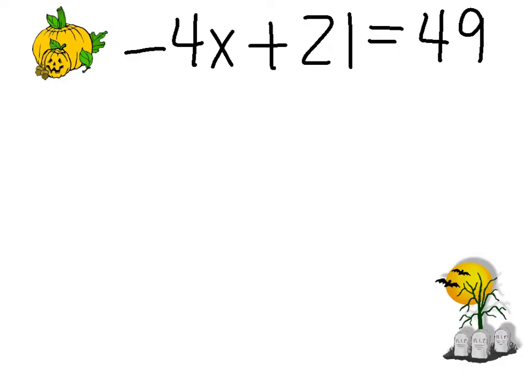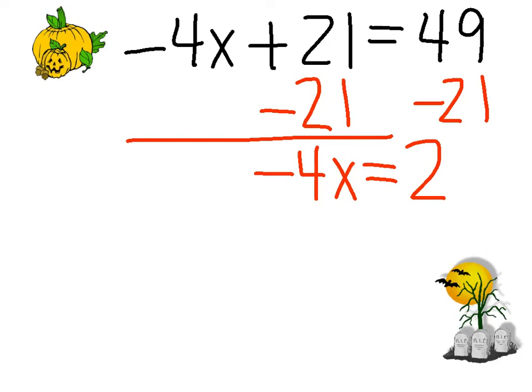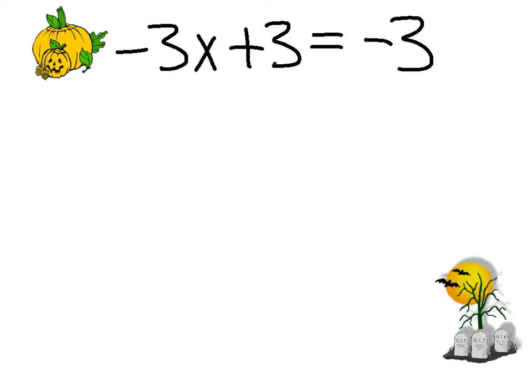Practice problem number 3. We have negative 4x plus 21 is equal to 49. We need to subtract 21 from both sides. On the left side, we're left with negative 4x. On the right side, we're left with positive 28. We're going to divide by negative 4. So we have x is equal to negative 7. Answer for that one is 2.